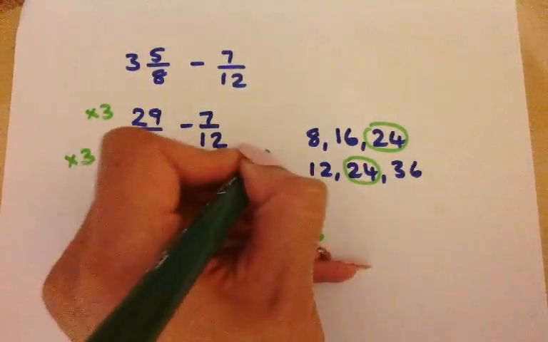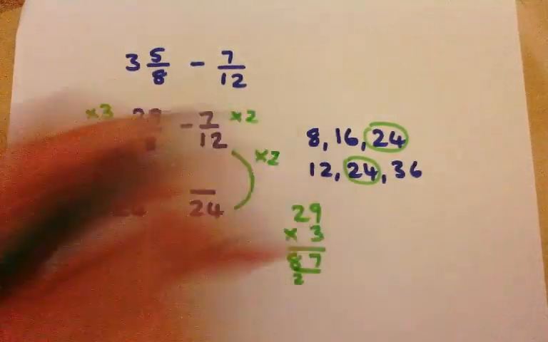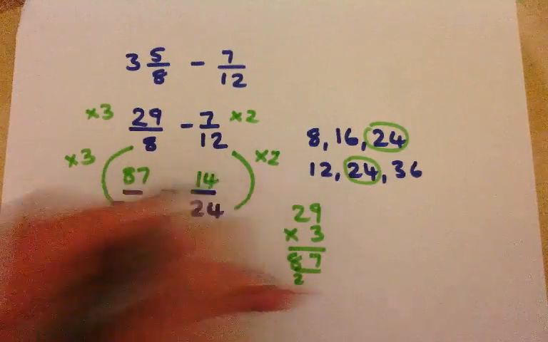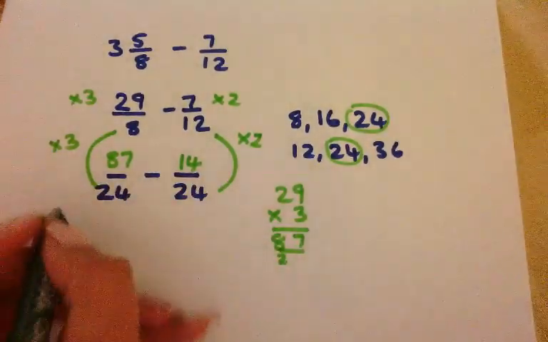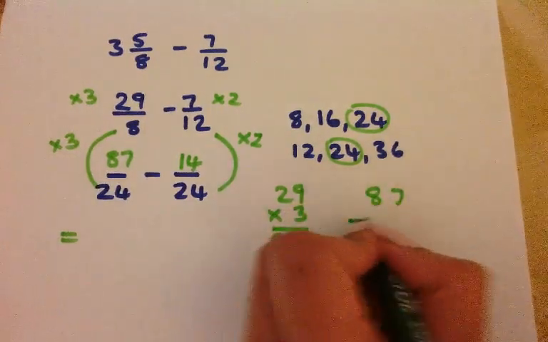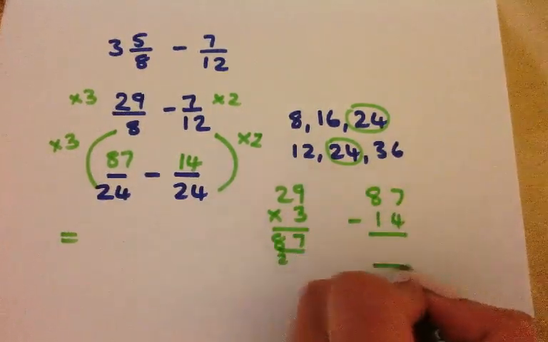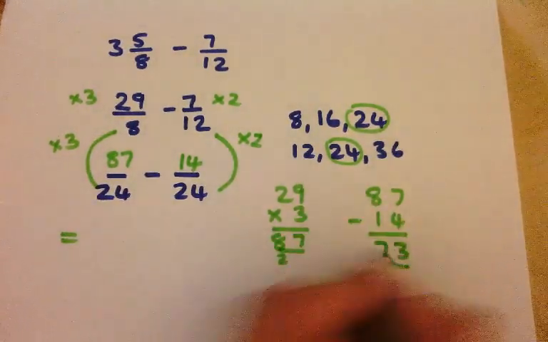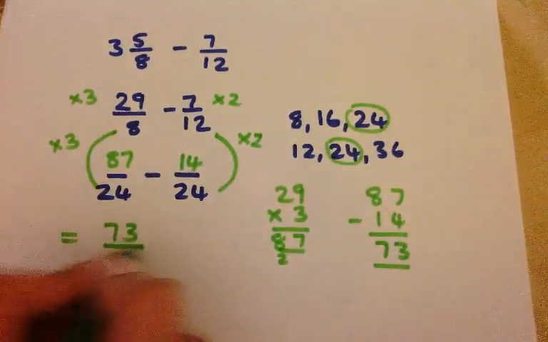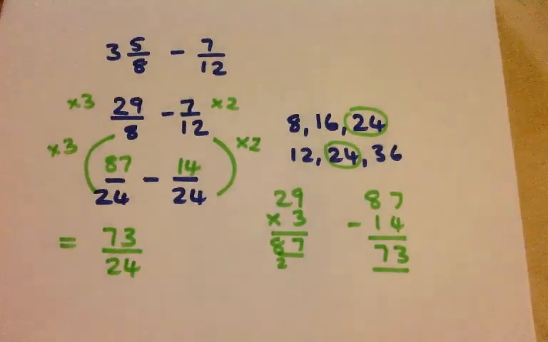And I can double the second one and the top. So that's 14. And then I need to do 87 minus 14. 73 over 24, and that can't be cancelled.